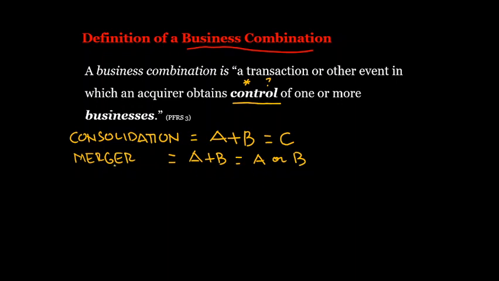Under merger, the entity that is acquiring, or the acquirer, will be the surviving entity. And the acquiree will be the company that will be dissolved. So, kunyari, A acquired B in a business combination classified as merger, the surviving entity will be A and B will be dissolved.